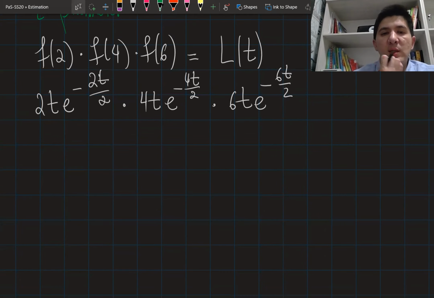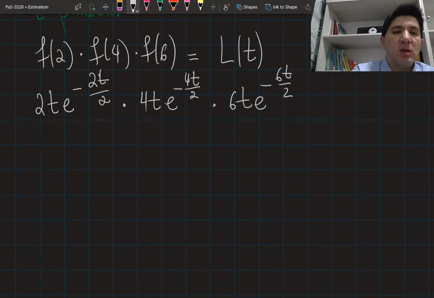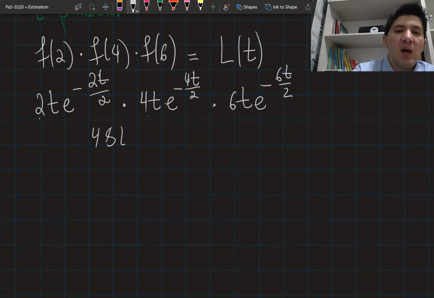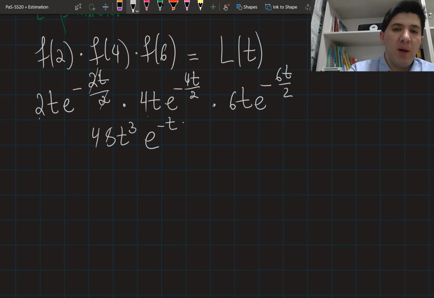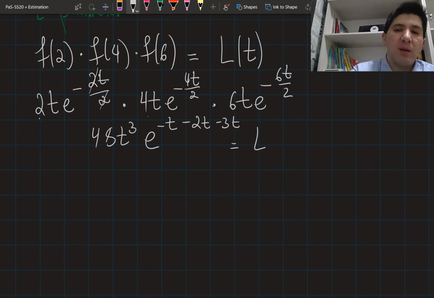So what we can do is regroup the t's. It's going to be 2 times 4, it's 8, times 6, it's going to be 48 times t cubed, right? And I can also regroup the powers of e. It's going to be e to the power of minus t, so this 2 can be cancelled, minus t, minus 2t, minus 3t. And this is still a likelihood function.